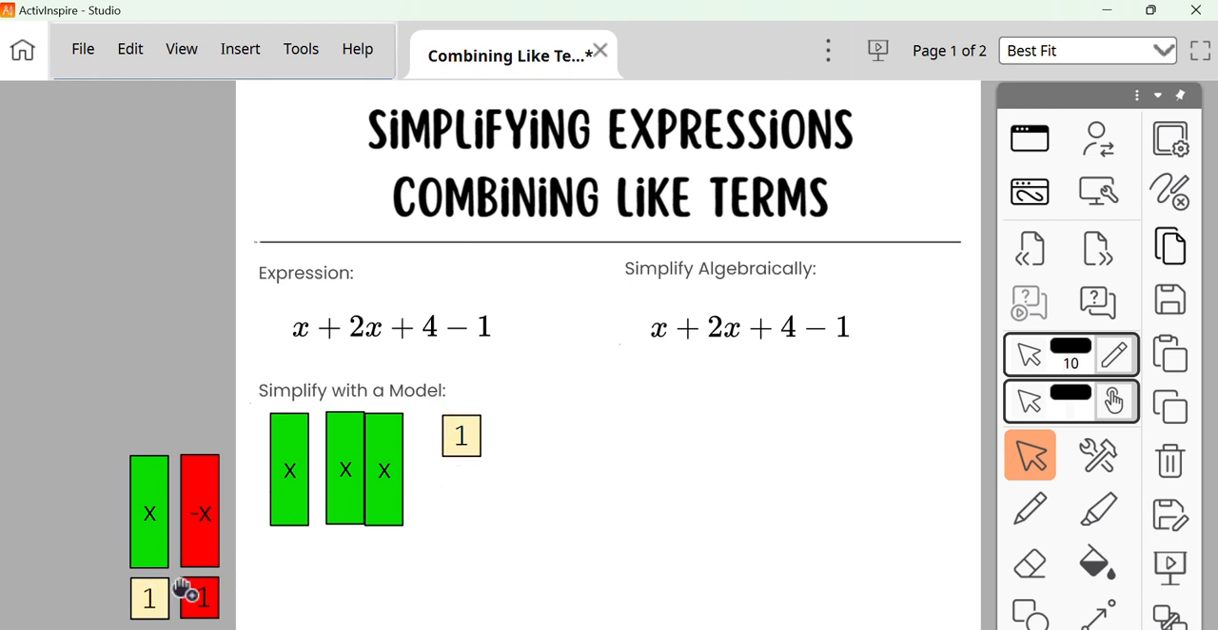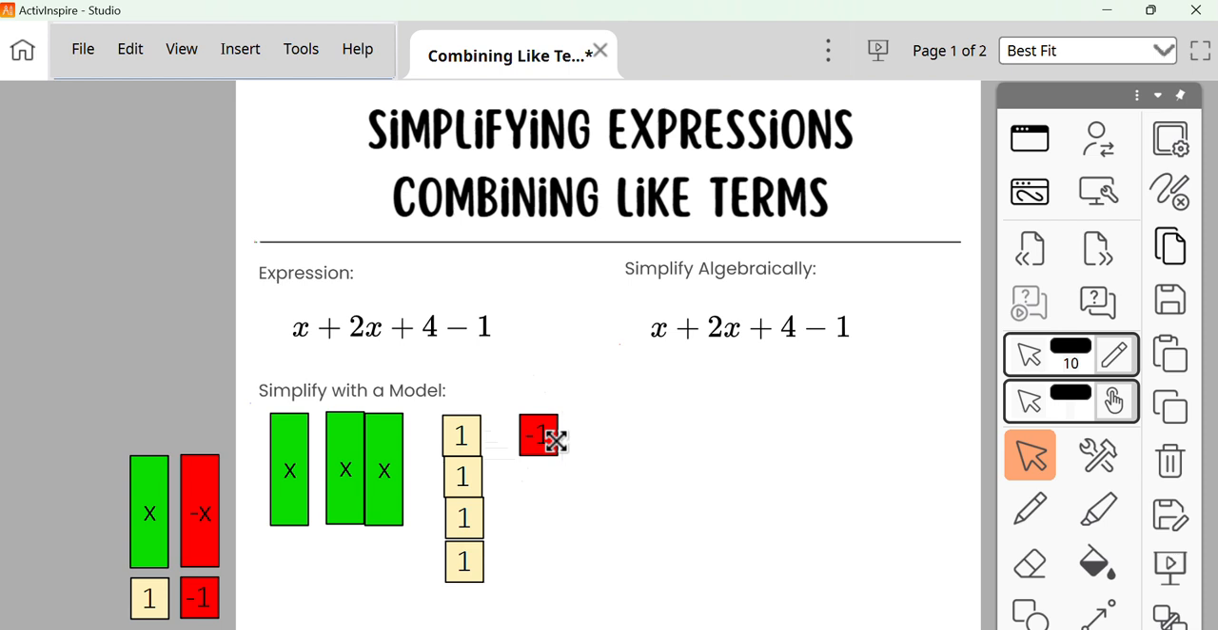1, 2, 3, and 4. Then it says minus 1. So let's go ahead here and move this minus 1 over to there.